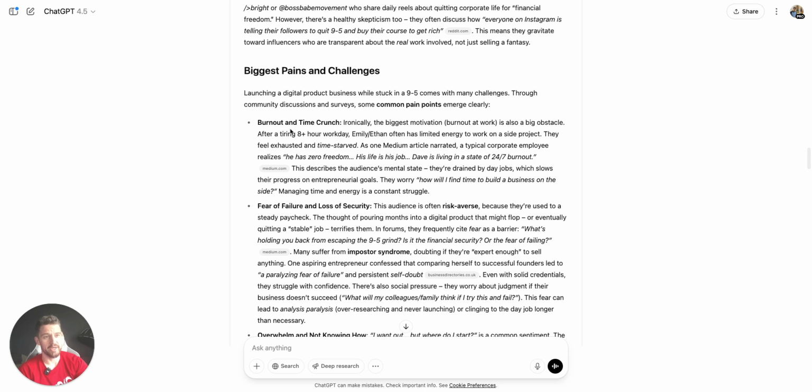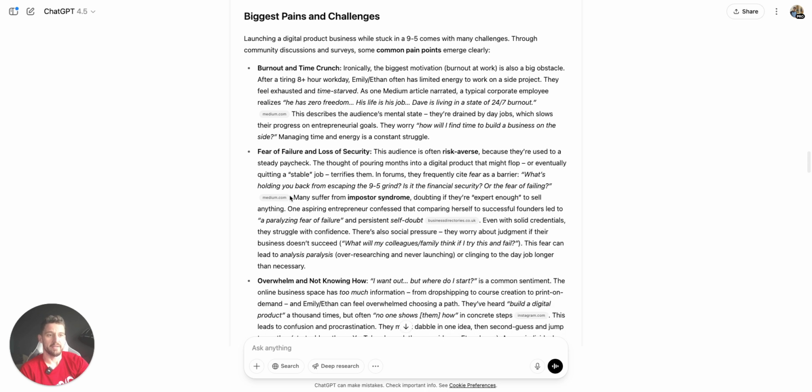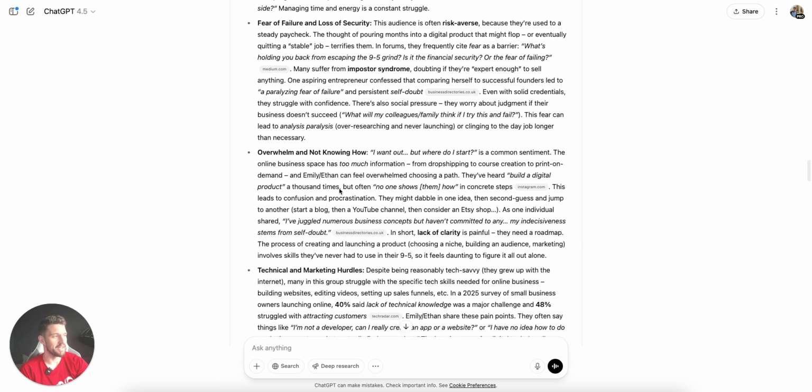Biggest pains and challenges: burnout and time crunch, especially if you've got family and stuff like that. Fear of failure and loss of security, that's a big one, isn't it? If you're paying your mortgage, you've got kids, that's a big one. That security element, okay? Even though, arguably, especially in the modern day, you're not any more secure in a job than you are running a business per se, but it just feels more secure because you're getting a paycheck every month. You kind of bank on, I'm going to get this amount every month, whereas in a business you can't guarantee that. You could have a really good month and you could have a really bad month, so I kind of get that.